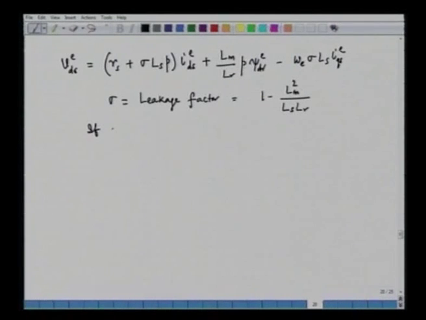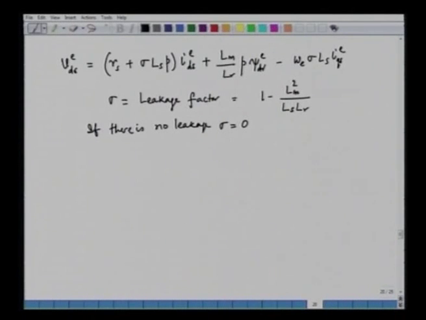Now, if the coupling is 100%, suppose we have a very tight coupling between the stator and the rotor, we can say that Lm square is equal to Ls into Lr. So, if there is tight coupling, the leakage factor will be equal to 0. It means if there is no leakage, sigma is equal to 0. So, basically this is a measure of the leakage inductance of an induction machine, and hence it is called the leakage factor.